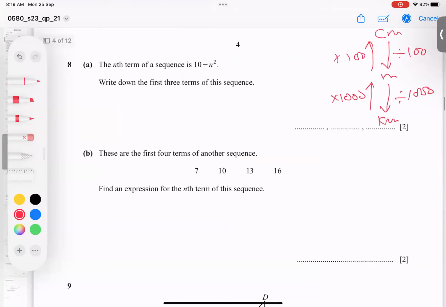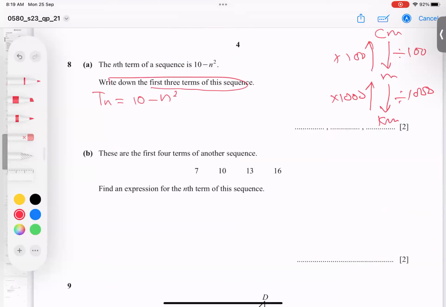Question number 8. He's giving us the nth term. So we can write this way: Tn equals 10 minus n square. So the nth term, I'm writing this way. Some teachers write in a different way, so no problem at all.